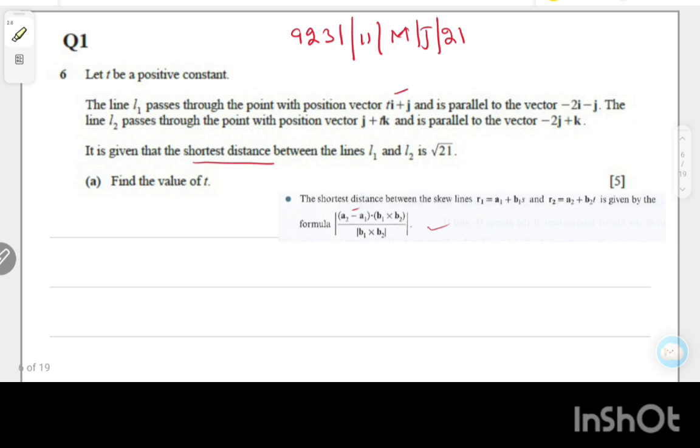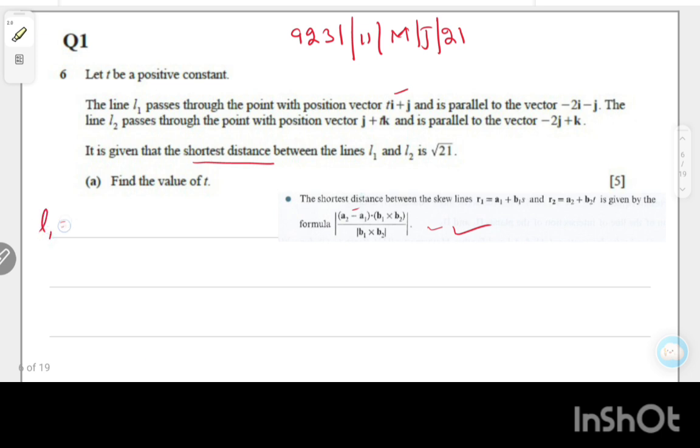So what is the shortest distance? We have written the formula in the explanation. This formula is applied here. The shortest distance between the skew lines r equal to a1 plus b1 s and r equal to a2 plus b2 t is given by the formula. This is your formula.